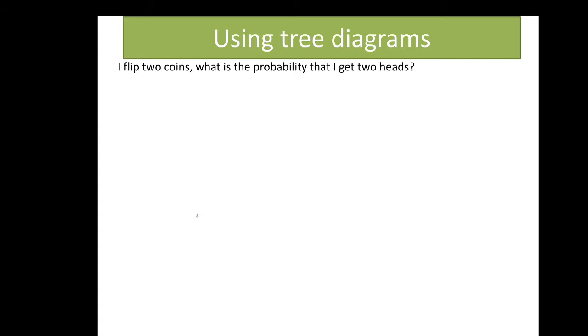So, tree diagram. We're going back to this flipping of 2 coins. What's the probability I get 2 heads? The first event that is happening is the first coin flip. For the first coin flip, there's two options, heads and tails. So coin 1, that's event 1, my first thing that happens. I can get heads or tails. And we know the probability of a heads or a tails is just a half and a half. And we write that along the lines.